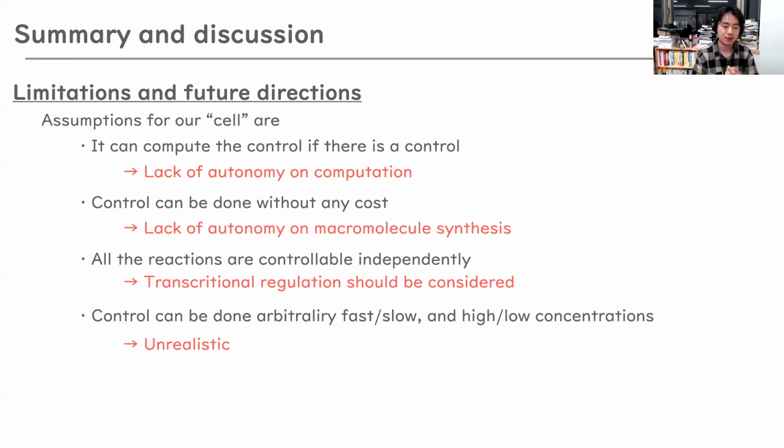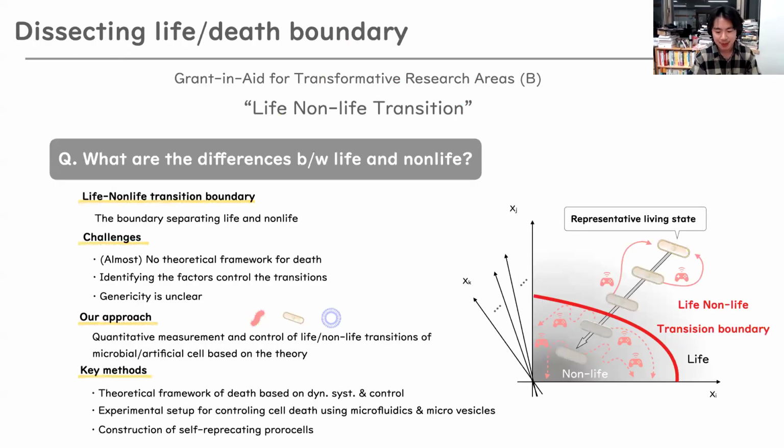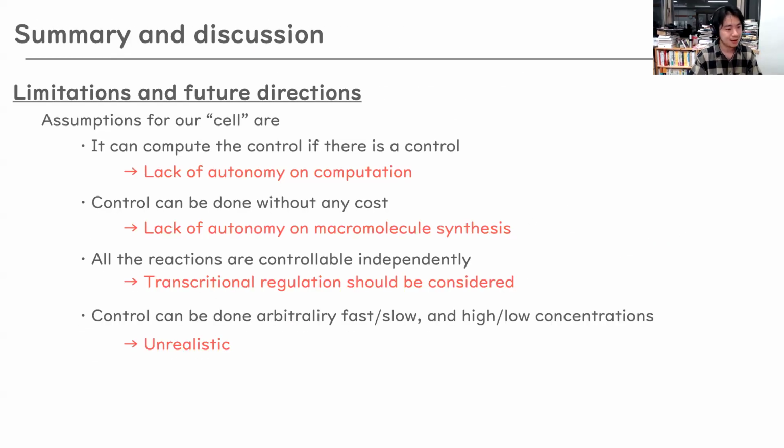But there are several incompletenesses of the theory. For instance, we are implicitly assuming perfect observation of the intracellular state, and we also didn't add any cost on the controller, and so on. But I think this is one of the first steps to understand what death is in a theoretical manner. So thank you very much.